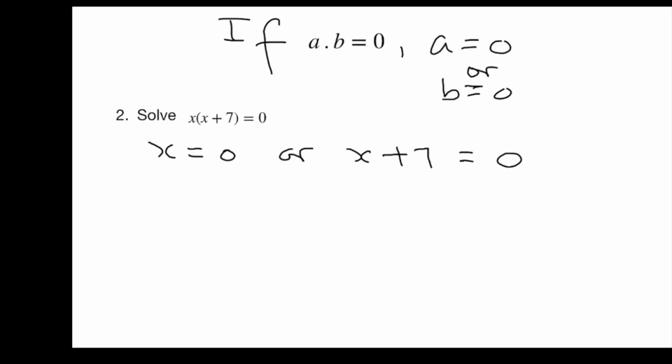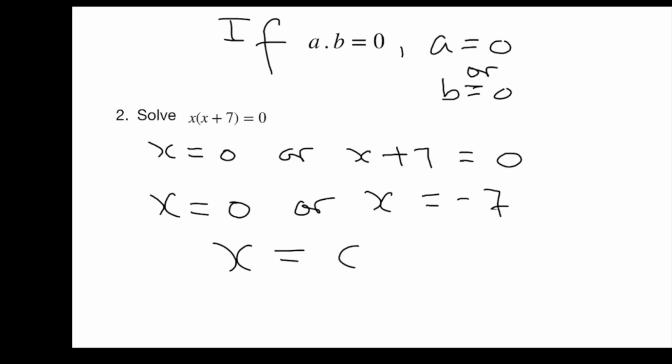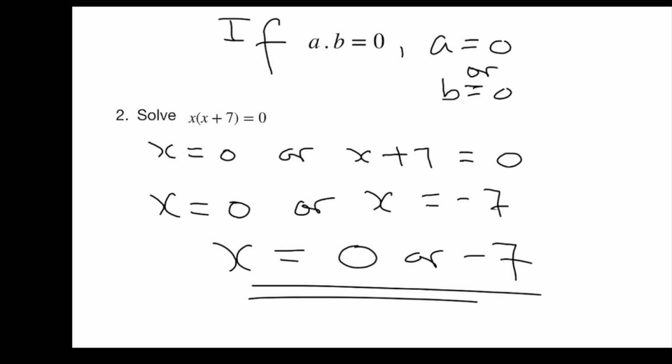Okay, the first equation is already done, so it means x is equal to 0. If we put x equal to 0 into that equation, then the left-hand side will be equal to the right-hand side. If you solve the other equation, x plus 7 is equal to 0, move the 7 to the other side, it becomes negative 7. If we replace x with negative 7 and simplify, then the left-hand side will be 0 and the right-hand side will be 0. So your answer in this question is x is equal to 0 or negative 7. All right, we write that like that.